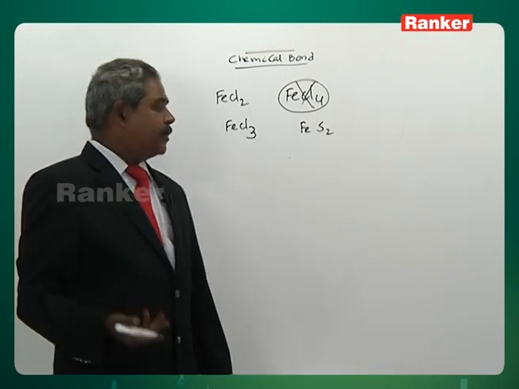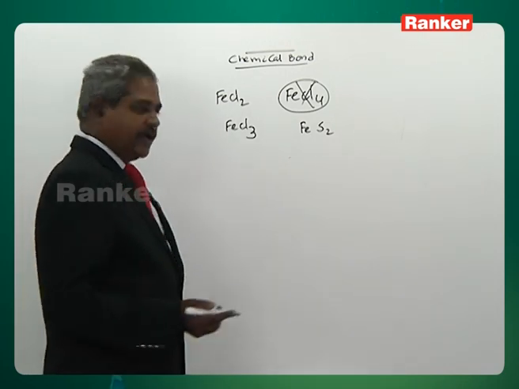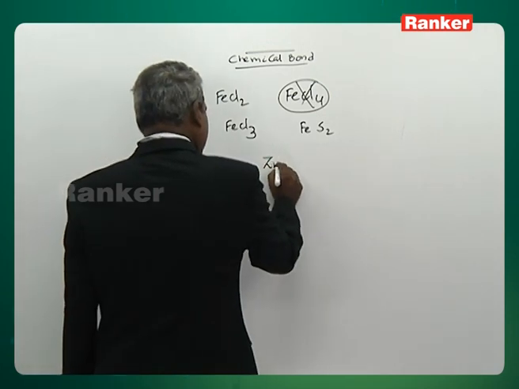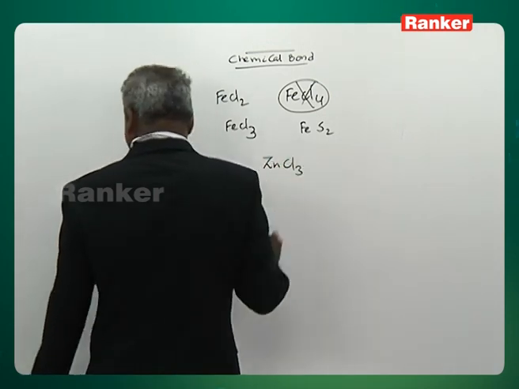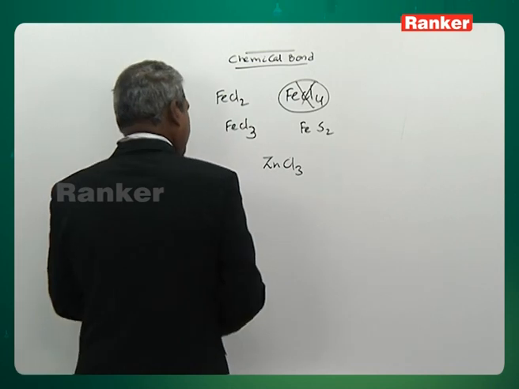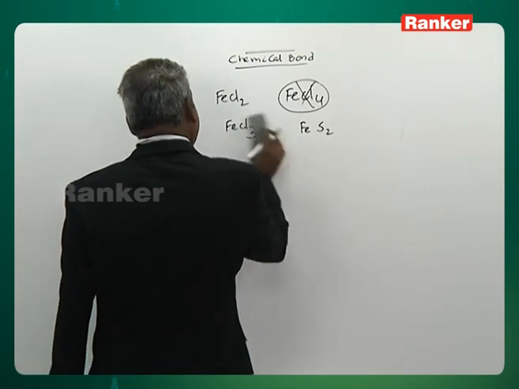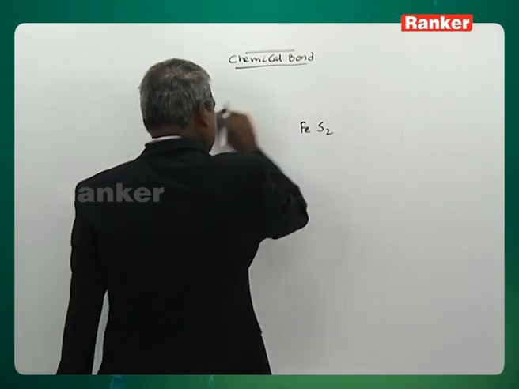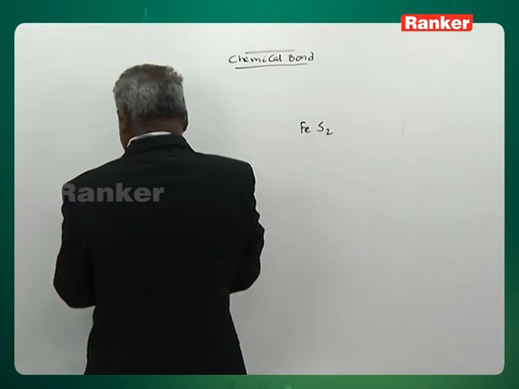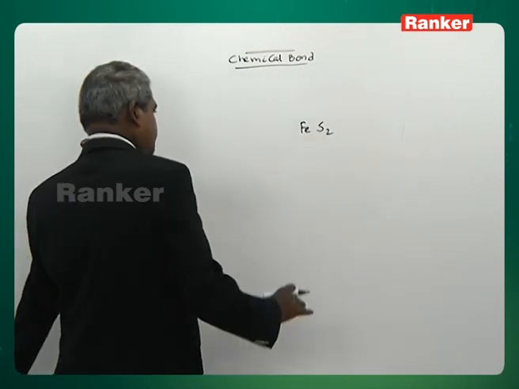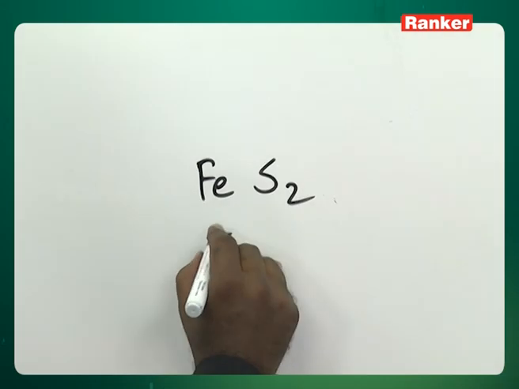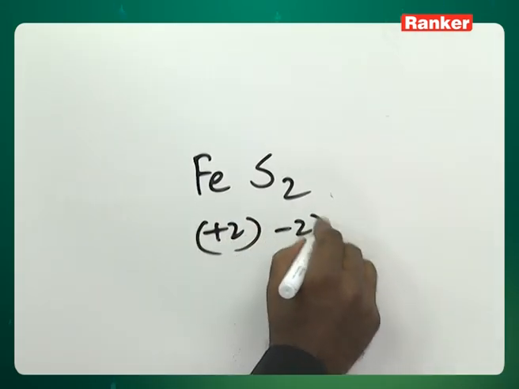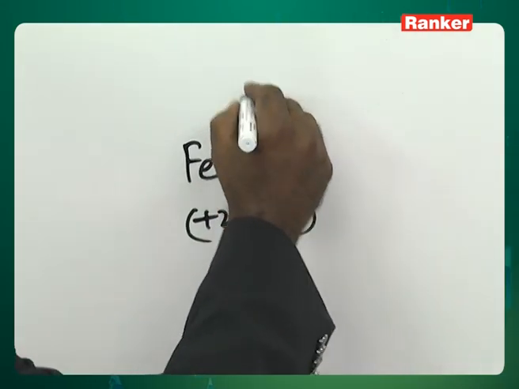Iron usually does not exhibit that. Ever heard of ZnCl3? No. Most of the time you must have heard ZnCl2 only. Why haven't you heard about ZnCl3? Because it is not there. Zinc does not show that oxidation state. So, FeS2: iron plus 2, 2 sulfurs minus 2, each sulfur minus 1.